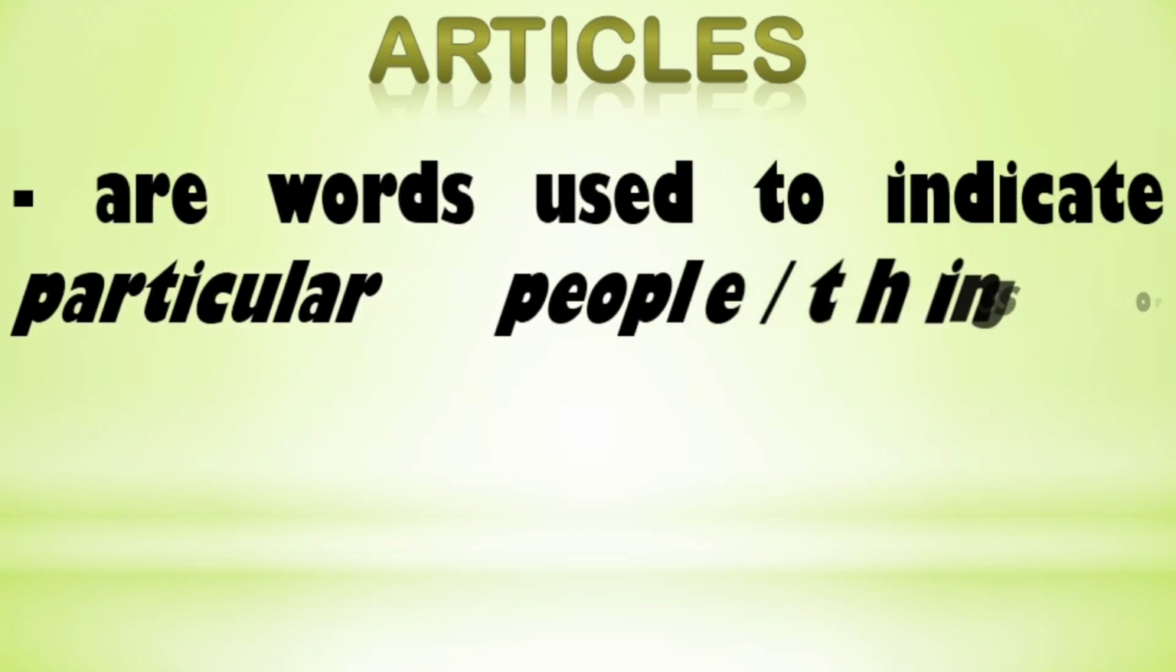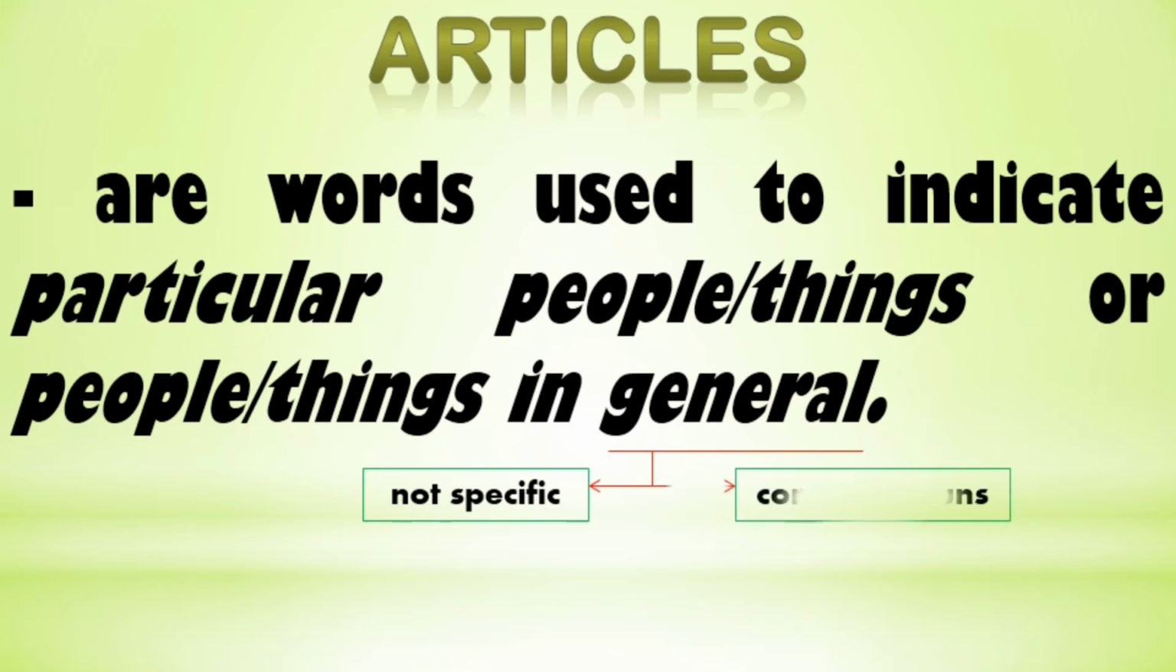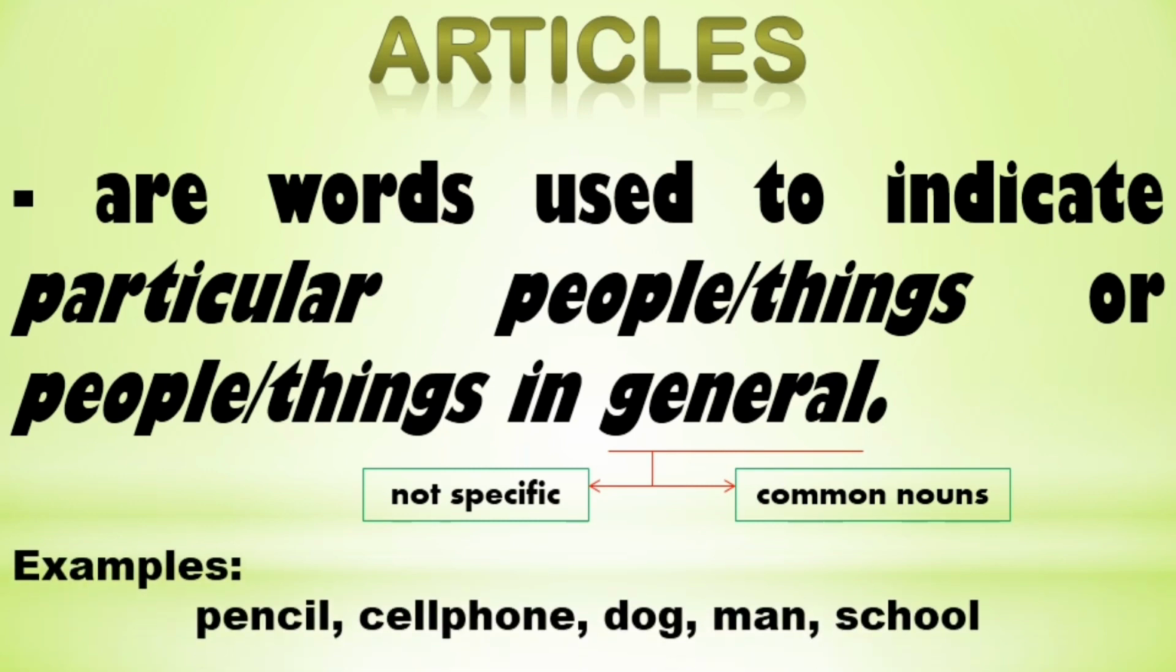When we say articles, these are words used to indicate particular people or things, or people or things in general. So we have there the word general, which means not specific. Or in other words, these are what we call common nouns. Examples of common nouns are pencil, cell phone, dog, man, school, and many more. So pencil and cell phone are not specific because they don't have their brand names, right? Dog is also not specific because we don't know the breed or the name of that dog.